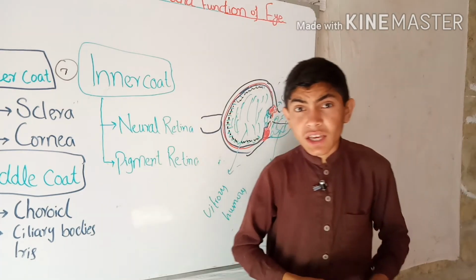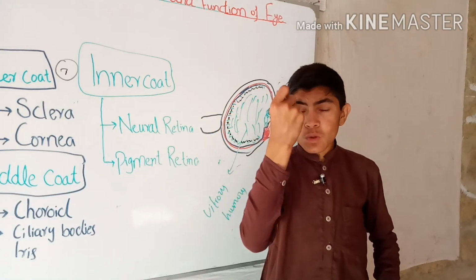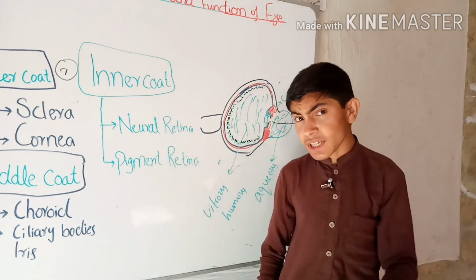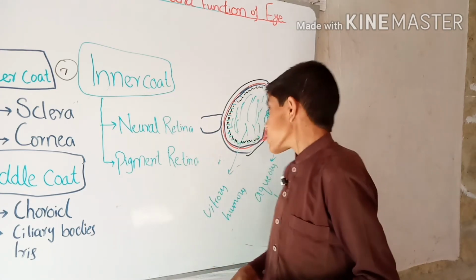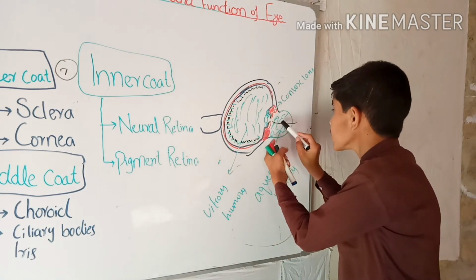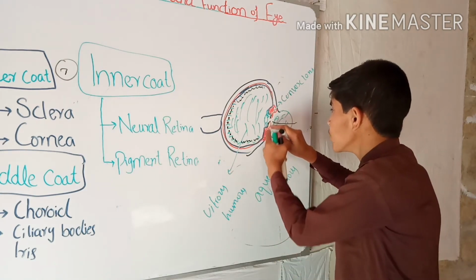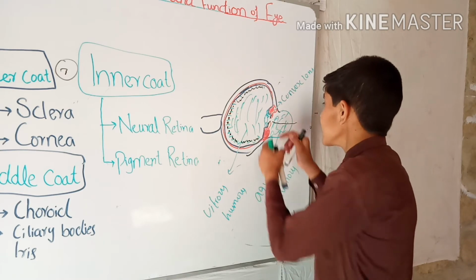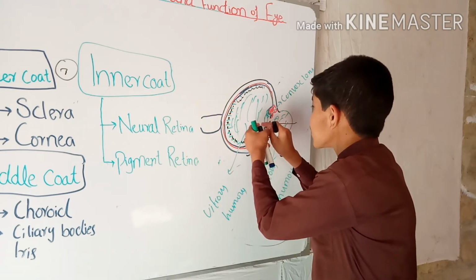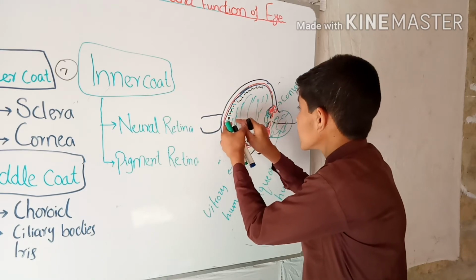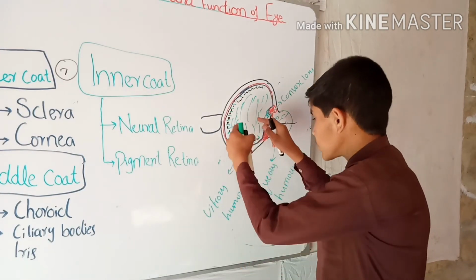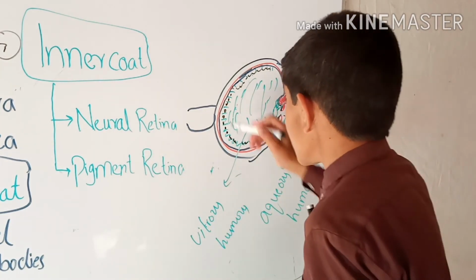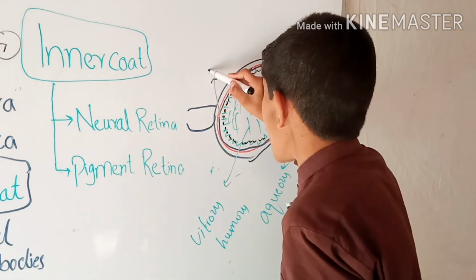Like if someone does this, my pupil will directly open and close. It is a reflex reaction. We cannot control this. So when the light ray passes through the aqueous humor, it passes through the pupil and then it comes to the lens, and then by the convex lens the image is formed, which then goes to the rod and cones through the vitreous humor, and we call this stage the optic disc.